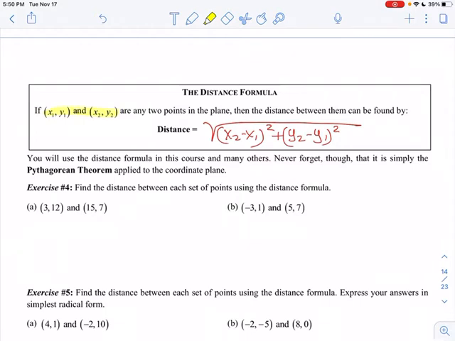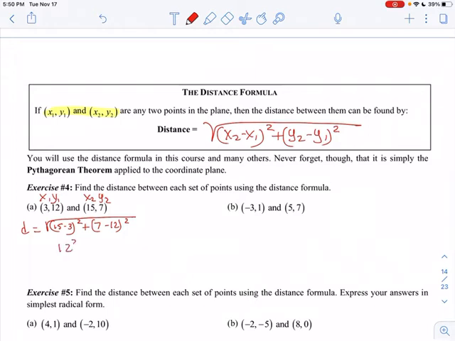All right. Can I draw it on a graph and do the Pythagorean theorem? You absolutely can, but you don't need to. So let's try it out. x1, y1, x2, y2. So my distance is the square root of x2 minus x1 squared plus y2 minus y1 squared.